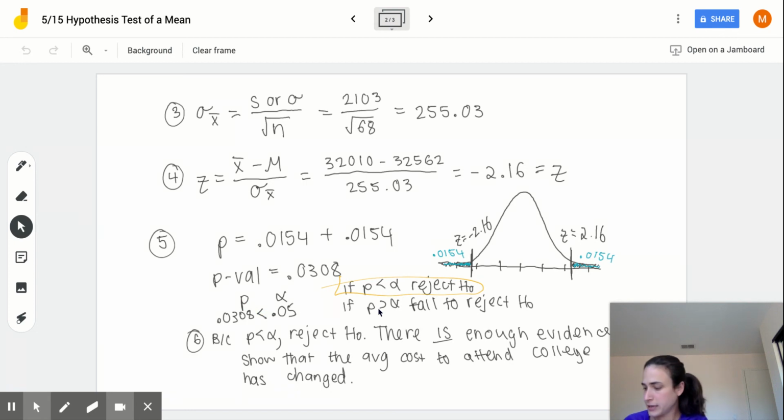So because of that, here I wrote down the rules again. If p is less than alpha, you're going to reject H0. If p is greater than alpha, you're going to fail to reject. Remember, if you reject H0, then you have evidence to reject H0. So you're not going to reject it unless you have enough evidence. Anytime you reject it, it means there is enough evidence. If you fail to reject, you'd say there's not enough evidence. And then I just put in my Ha, which was to show that the average cost to attend college has changed, which is your Ha. So for your final answer, you just give your sentences.